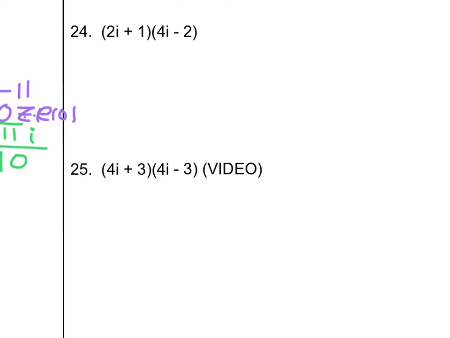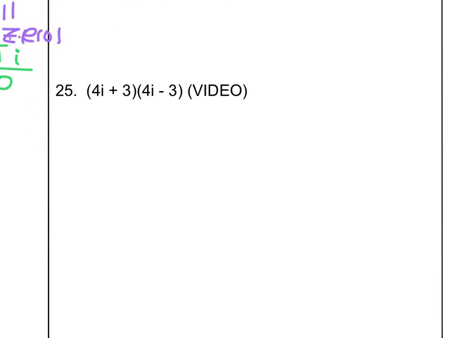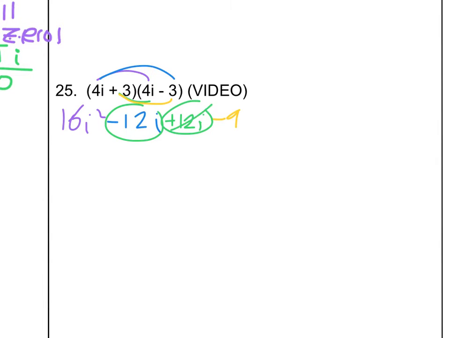For number 25, got to do some double distribution. 4i times 4i is 16i squared. 4i times negative 3 is negative 12i. 3 times 4i is plus 12i. And then 3 times 3 is minus 9. You might notice that the two middle pieces end up canceling each other out. 16i squared, we said that i squared is negative 1, so it's negative 16. And then minus 9 is going to be minus 25. That's kind of cool. It comes out as a number.